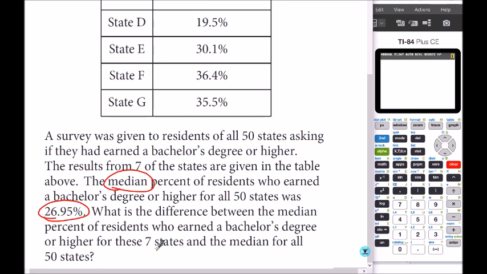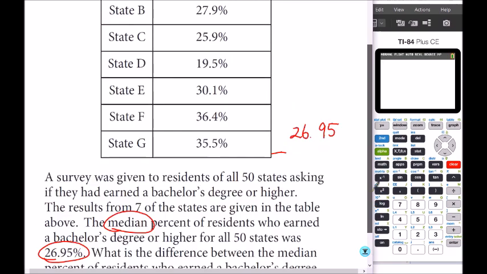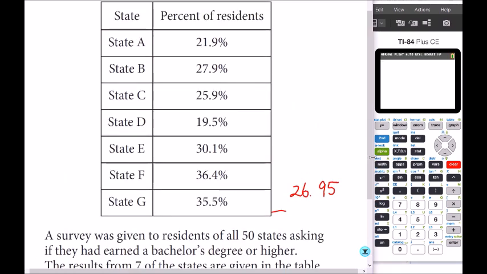So it is 26.95 minus whatever the median from this table is. So the median is the middle number. Are they in order? No. So here there are 1, 2, 3, 4, 5, 6, 7. So to find the middle here, here, here, here. So the fourth one is the middle number out of 7, right?